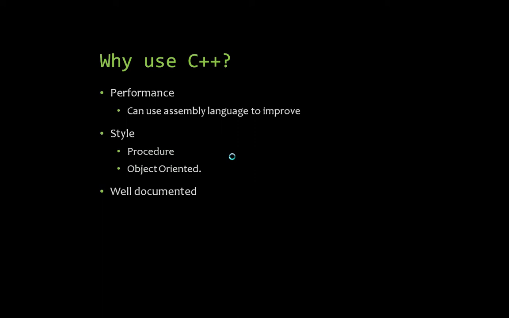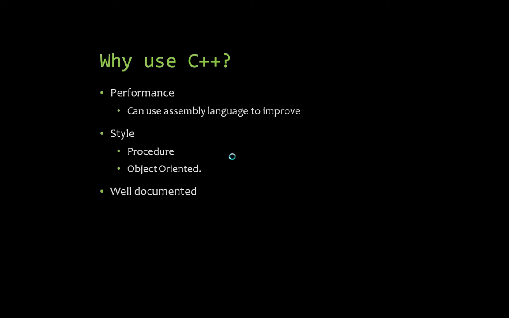Another reason why we want to use C++ is style. C++ has a very open style to it. We can create procedural programs, meaning one step after another in like an ordered list. Or we have the object-oriented paradigm that we can use as well. So we can program in an object-oriented manner and in a procedural manner. Whereas a programming language like Java is purely object-oriented. Everything has to be an object.